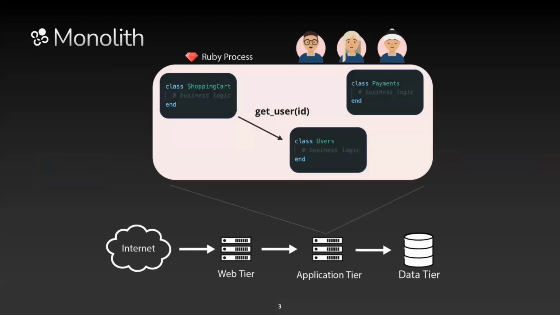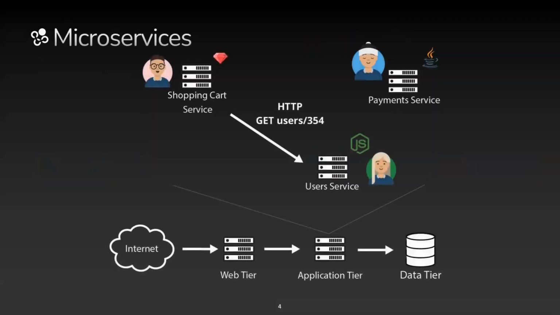All right, so we've discussed monoliths. We've discussed that each business domain runs as a programming construct in a single process. In a microservice architecture, each business domain is modeled by a standalone service that can be deployed independently. Services interact with each other by passing messages over the network. Here, the shopping cart service consumes the functionality of the user service by making an API call over HTTP.